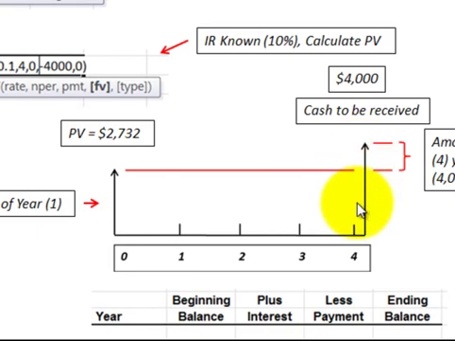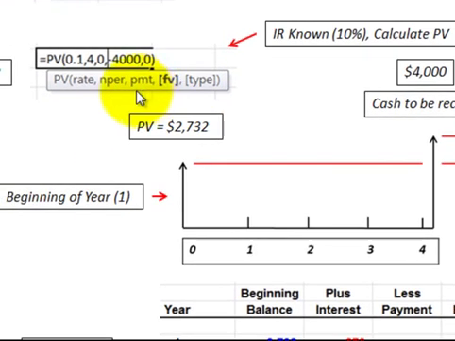Okay, we're going to receive, in this case, $4,000 at the end of the fourth year, and then knowing the interest rate, we discount that back to determine its present value. So we do that here with a present value function either in your calculator or an Excel function here. So you've got the rate, number of periods, and in this case it would be a future value payment here.